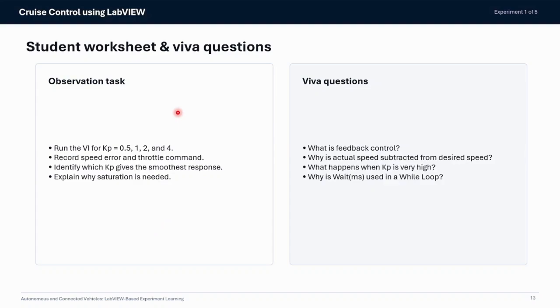For the first cruise control LabVIEW, we can try various KP values 0.5, 1, 2, and 4 and record the speed error and the throttle command. Identify which KP gives the smoother response. Explain why saturation is needed.